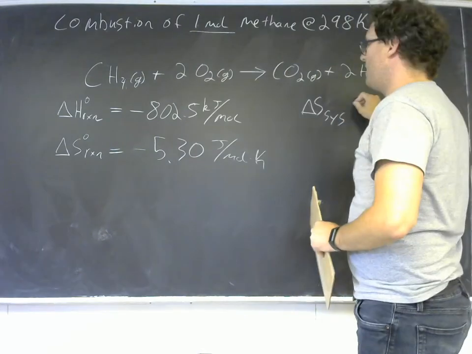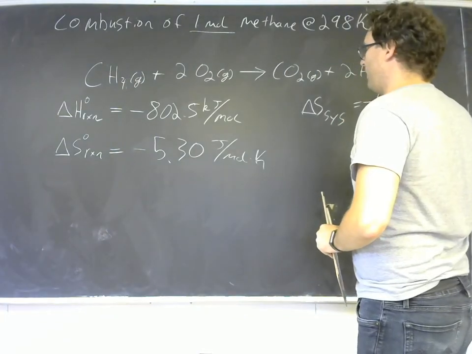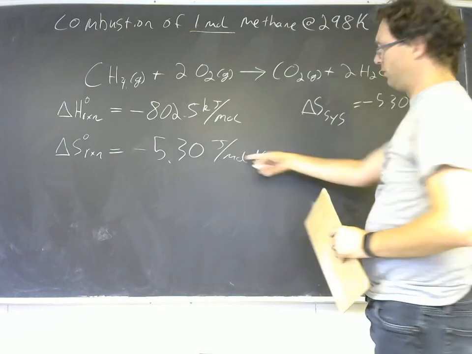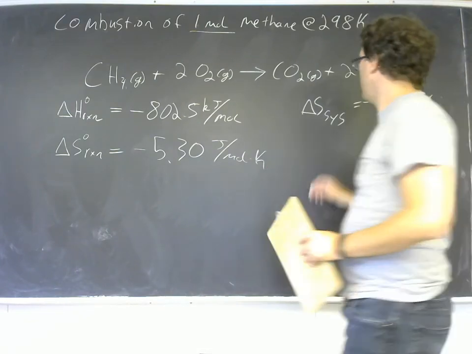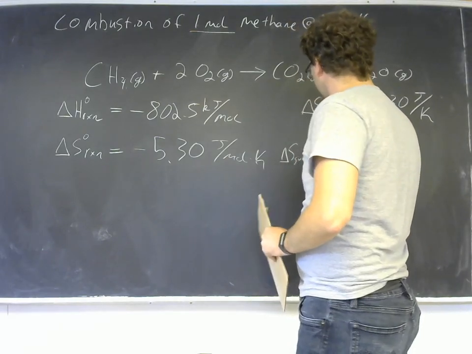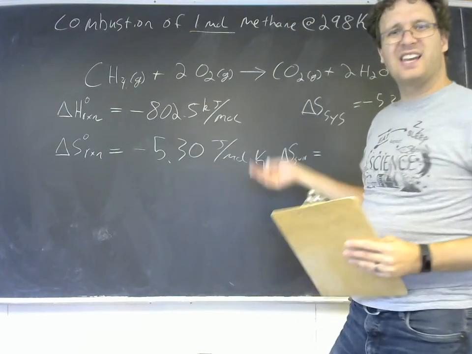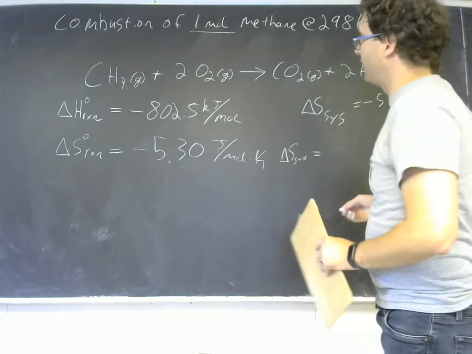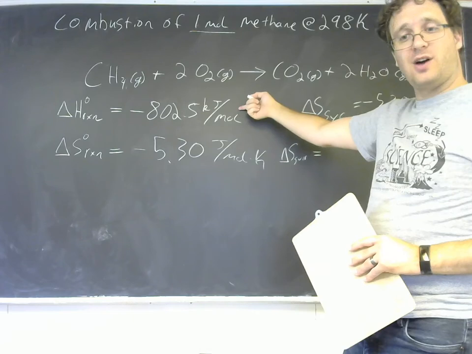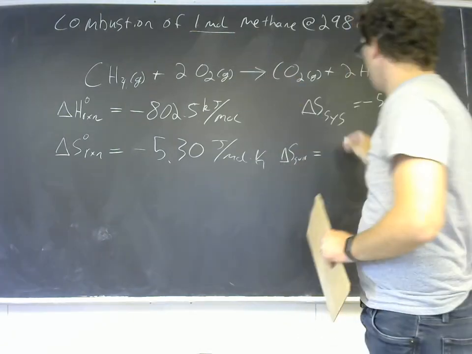So our delta S for the system, because we have 1 mole, this is going to be easy. That is equal to negative 5.30 joules per Kelvin. We'll just multiply it by the 1 mole. Delta S for the surroundings is going to be the negative delta H naught of reaction times the number of moles. This is the delta H naught of reaction, and again, it's just 1 mole, so that's easy.